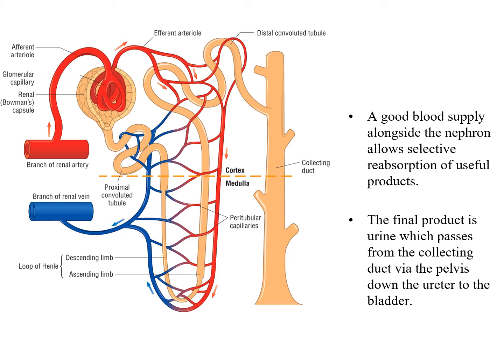So the blood comes in from what we call the afferent arteriole, the name you need to learn, and it leaves by the efferent arteriole. And in this Bowman's capsule area, the blood is called the glomerular capillary, and the kidney part is called the Bowman's capsule. That is where the filtration occurs.